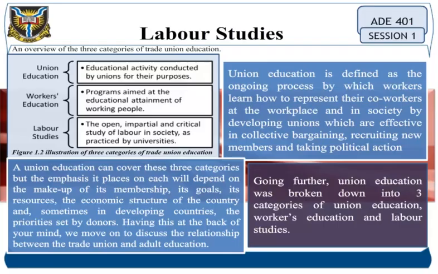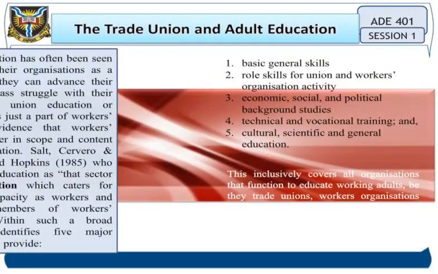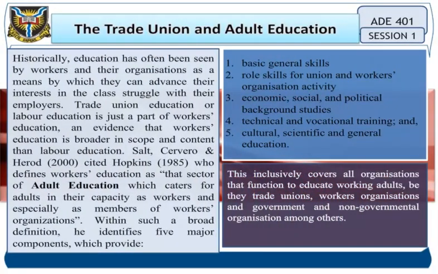Union education is defined as the ongoing process by which workers learn how to represent their co-workers at the workplace and in society by developing unions which are effective in collective bargaining, recruiting new members, and taking political action. Going further, union education was broken down into three categories: union education, workers' education and labor studies. The trade union and adult education.